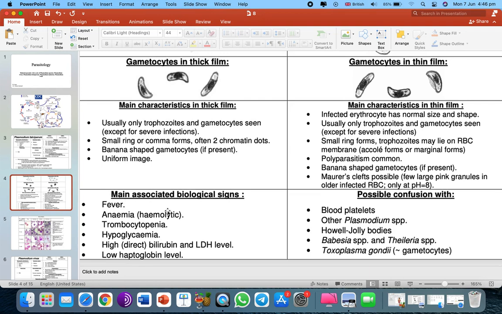I'm not going to talk about this that much, but how can you detect the malaria infections? The patient will suffer from fever and anemia because of the destruction of the RBCs. Hematology also shows, not that much hypoglycemia, but sometimes high bilirubin or high LDH level, and then a low haptoglobin level. But for the possible confusion, sometimes we cannot differentiate malaria from blood platelets and other Plasmodium species, and Toxoplasma gondii, especially the gametocytes. Why? Because the shape is similar.